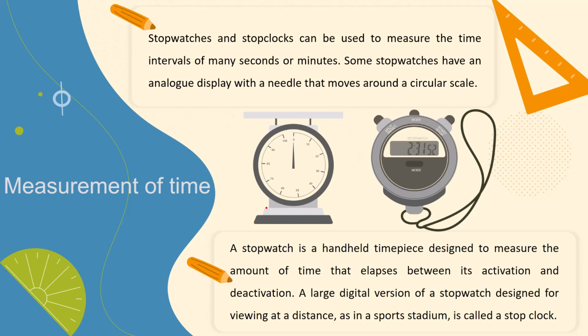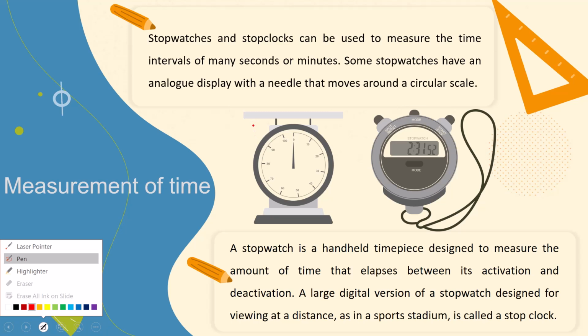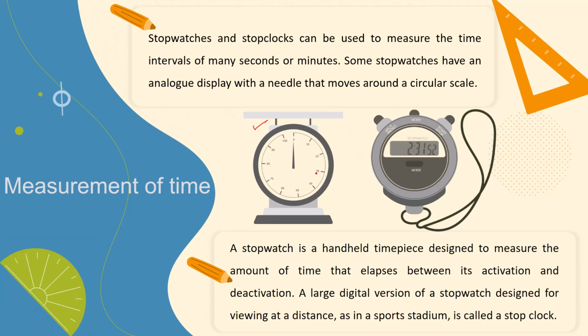You can see here a stopwatch is shown and it has an analog display. There is a needle that is moving in a circular path. So some stopwatches have an analog display with a needle that moves around a circular scale.